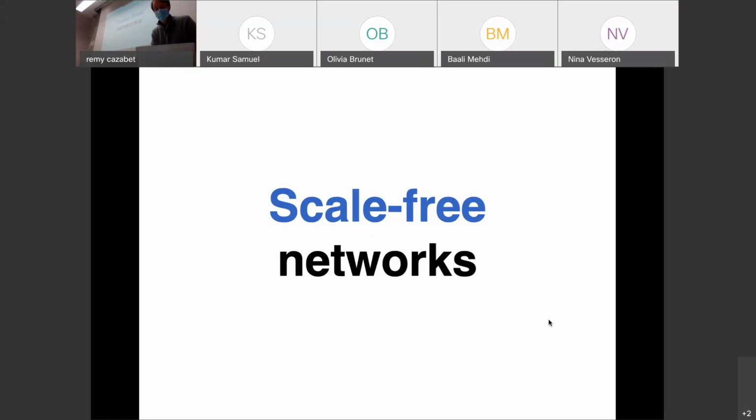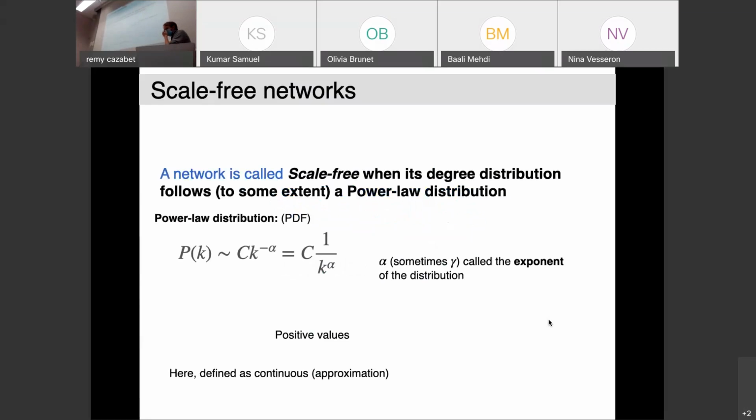Okay, so let's talk now about scale-free networks. I use the term scale-free network to describe a network which has a degree distribution following a power law. So we introduced it already briefly, but now we will see it in detail. A power law distribution means that approximately the probability of a degree of a node taken at random to be of degree k is of this form, approximately. We will detail it also later.